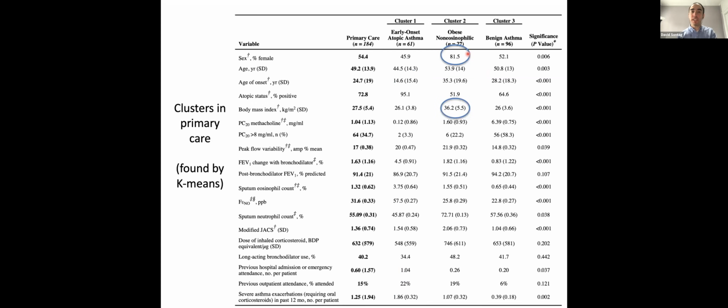Cluster 2, we see, is overwhelmingly female. 81% of individuals in cluster 2 are female, and they also tend to have a much higher body mass index, so this is a bit more of an obese population. Cluster 3 is generally healthy. These are patients who have asthma, but if you look at the bottom 3 features here, on average, they've basically not been to the hospital at all, and they have had very few asthma exacerbations. So these are 3 clusters that we found through k-means clustering on this one data set.